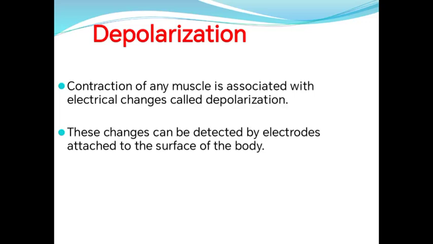What is depolarization? The contraction of any muscle is associated with an electrical change called depolarization, and depolarization and repolarization create this electrical current. This change can be detected by electrodes attached to the surface of the body. The idea is that muscle contraction produces depolarization, and you can detect this electrical change by electrodes attached to the surface of the body.